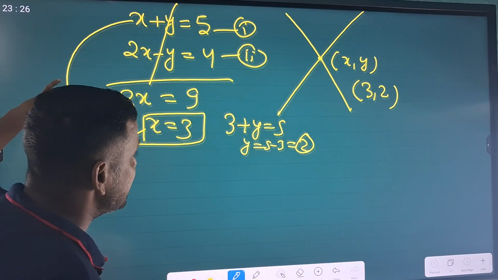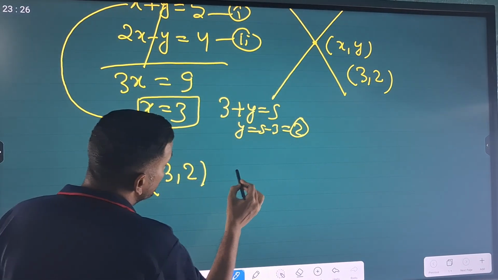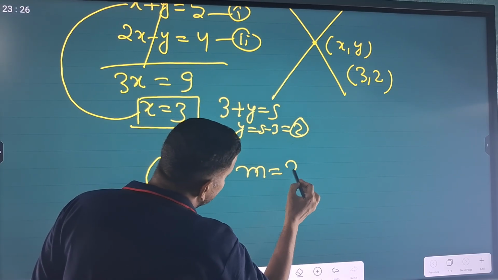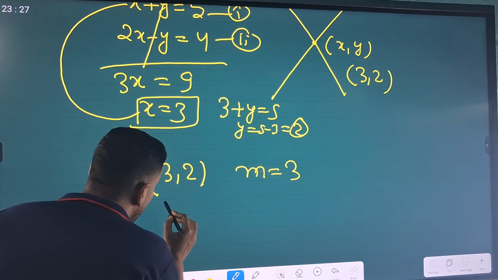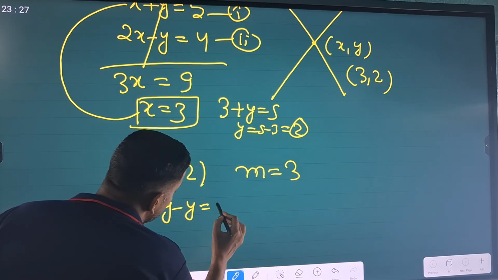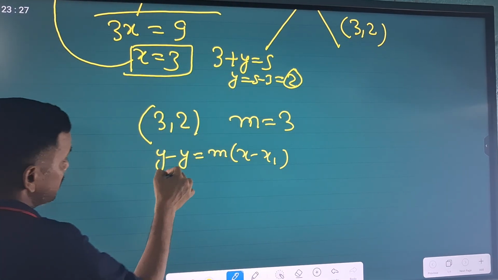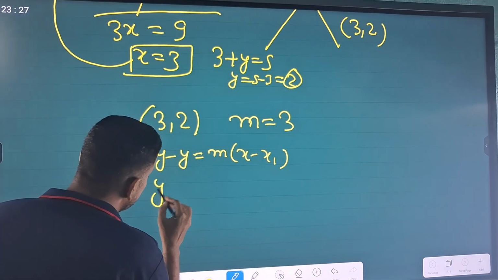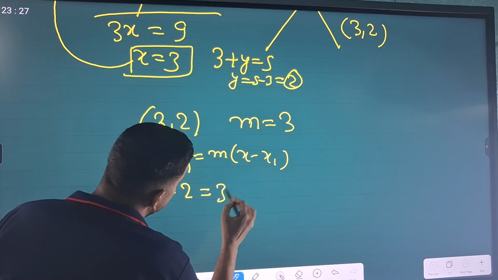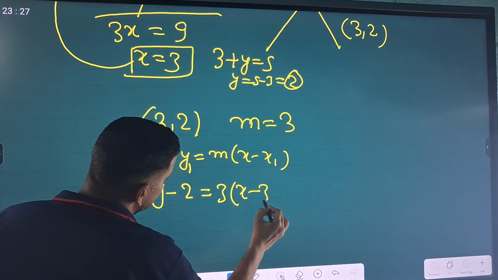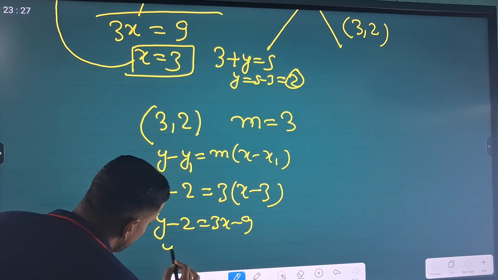Now you have to write the equation. You have one point through which the line is passing, that is (3, 2), and you have the slope of the line, that is 3. So you have to apply the point slope form, and what is it? y minus y1 equals m into x minus x1. So you just put the values of x1 and y1, you will get y minus y1, that is 2, equals m is 3 into x minus x1, that is 3. y minus 2 equals 3x minus 9.